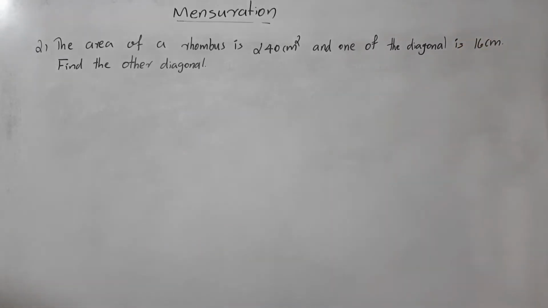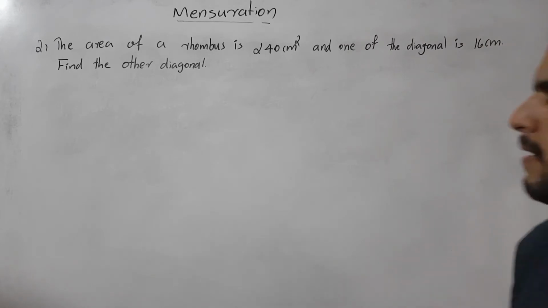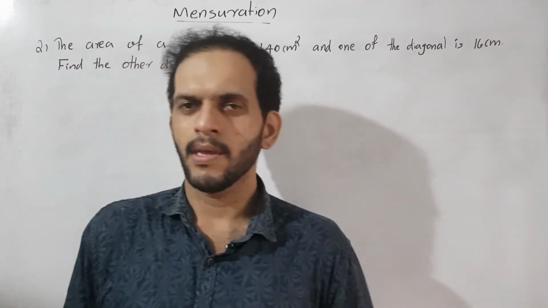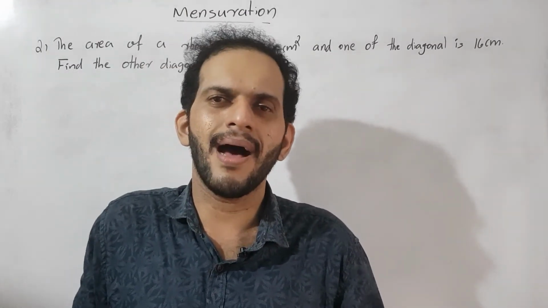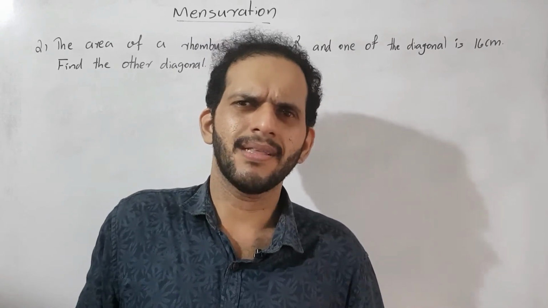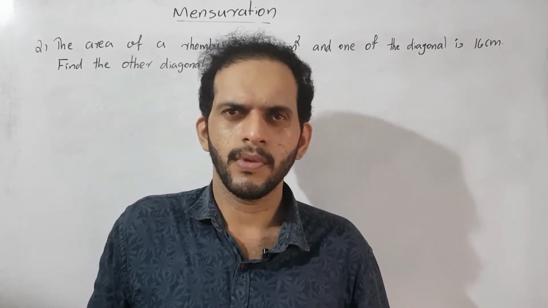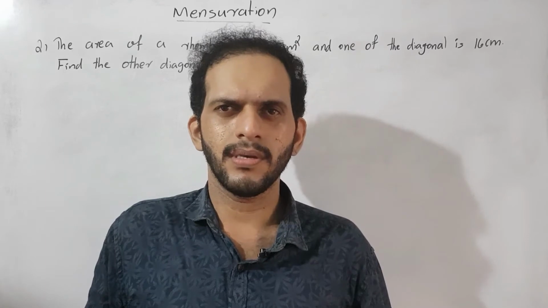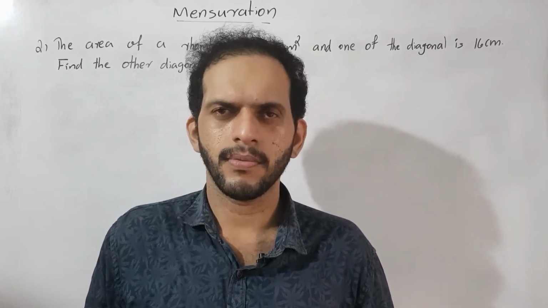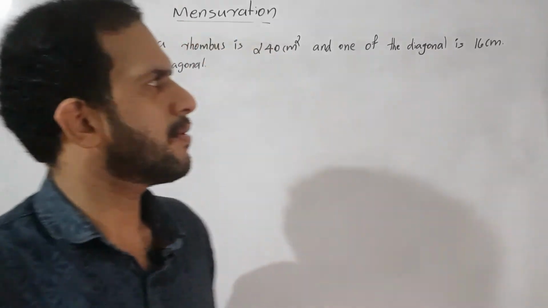Find the other diagonal. Okay, then what are given? Here is given the area of a rhombus and one of the diagonals, and the question asks to find the other diagonal. Okay, this type of question we did in the case of a trapezium also. The same idea we use here is an application of the area of a rhombus.